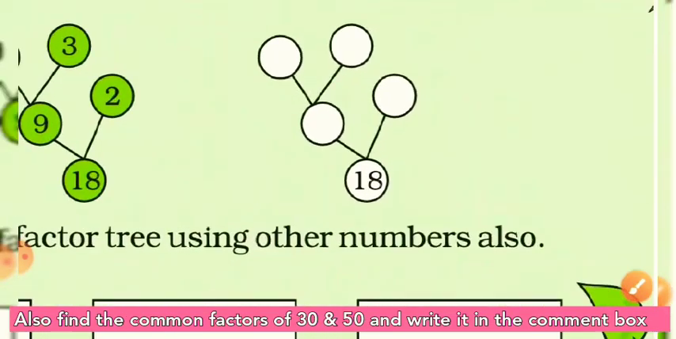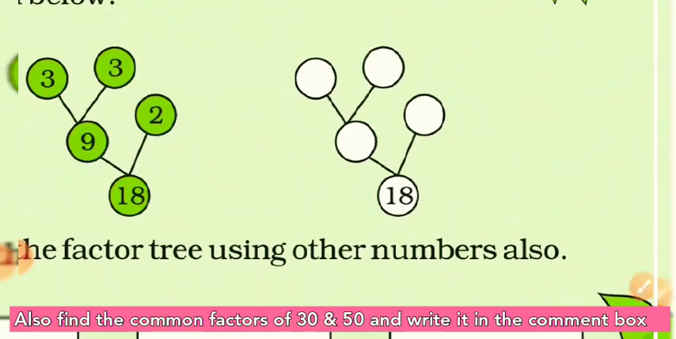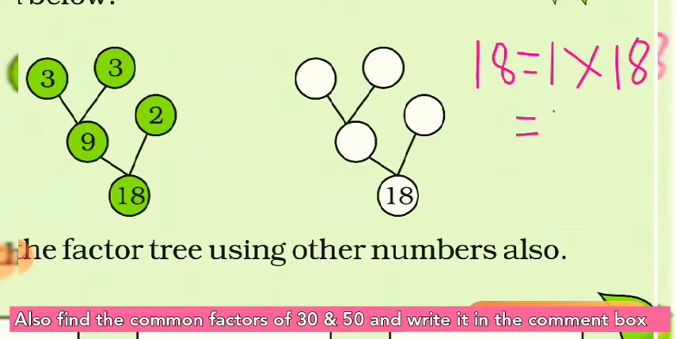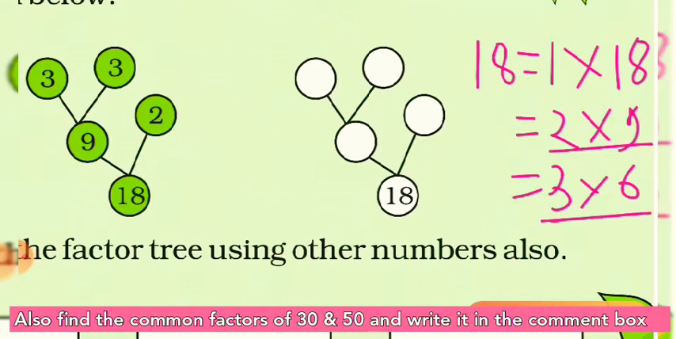Now next we have another 18. Here we have to make a factor tree with different numbers. 2 and 9 have been taken. So first we have to check what the factors of 18 are. That is 1 and 18. Next is 2 and 9. Next is 3 and 6, 3 multiplied by 6. So 2 and 9 is taken, now we will take 3 and 6. Here we will write 3 and here we will write 6. So 3 has no more factors except 1. Now 6, its factors are 2 and 3. In this way the factor tree for 18 is completed.